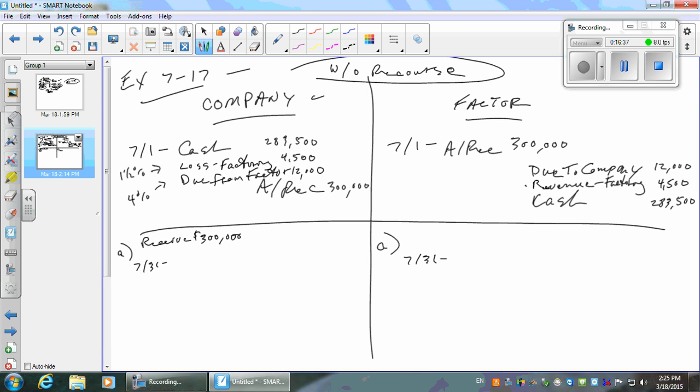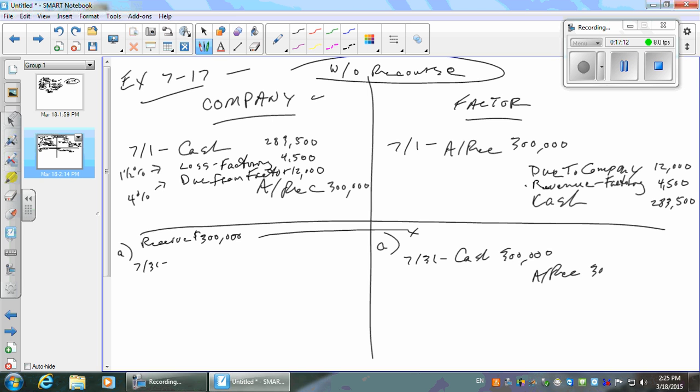Who's going to receive it, by the way? From the customers. Where should it be? I sold my receivables to the factor. Who owes the receivable? The factor. Who's going to collect the money? The factor. So they'll receive it. Okay, so first, during the month, the factor gets 300,000. What would they debit? Cash, 300,000. Credit what? The account receivable, 300,000.